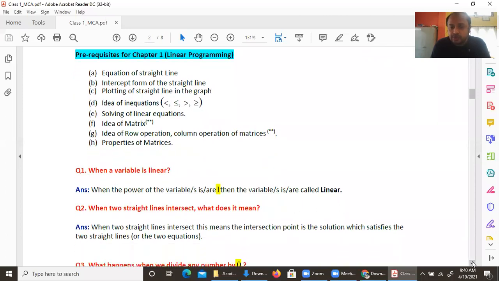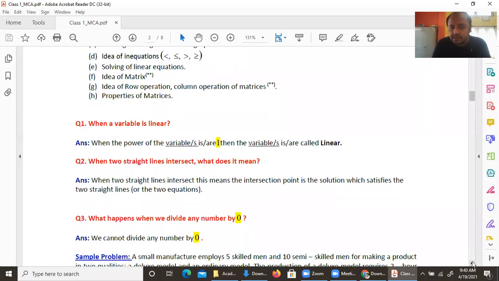So the first question I'm dealing with is when a variable is linear. If you have an equation and all the variables involved in the equation have power 1, then such an equation is called a linear equation. For example, x plus y equals 1 is a linear equation because both the variables x and y have power 1. But if you give me an equation like x square minus 2 equals 0, that is not a linear equation because the power of x is more than 1.